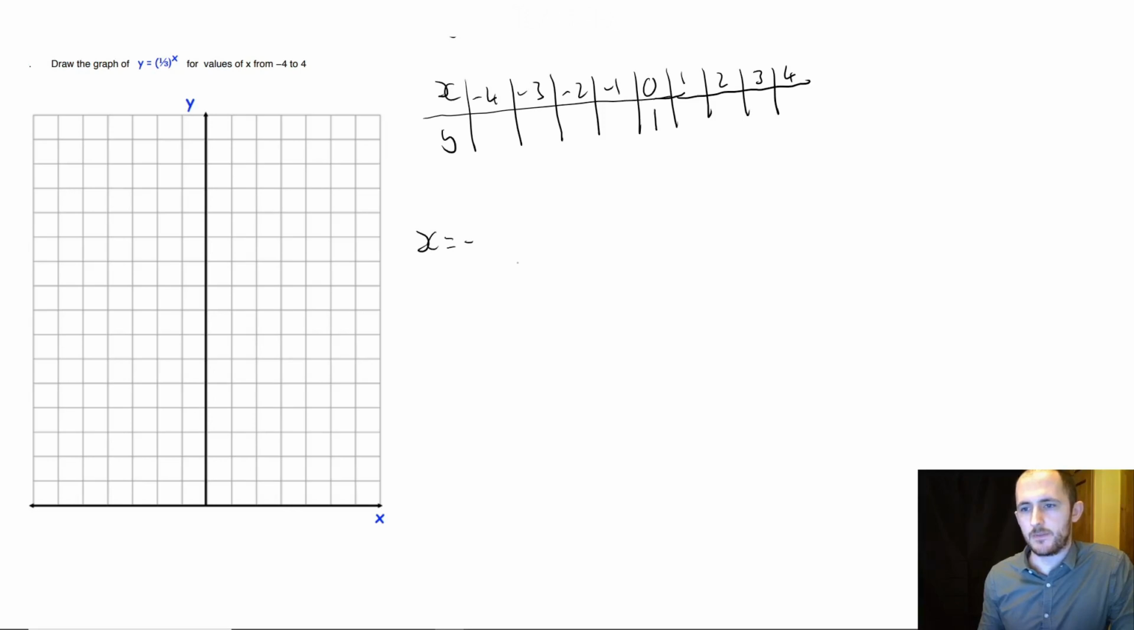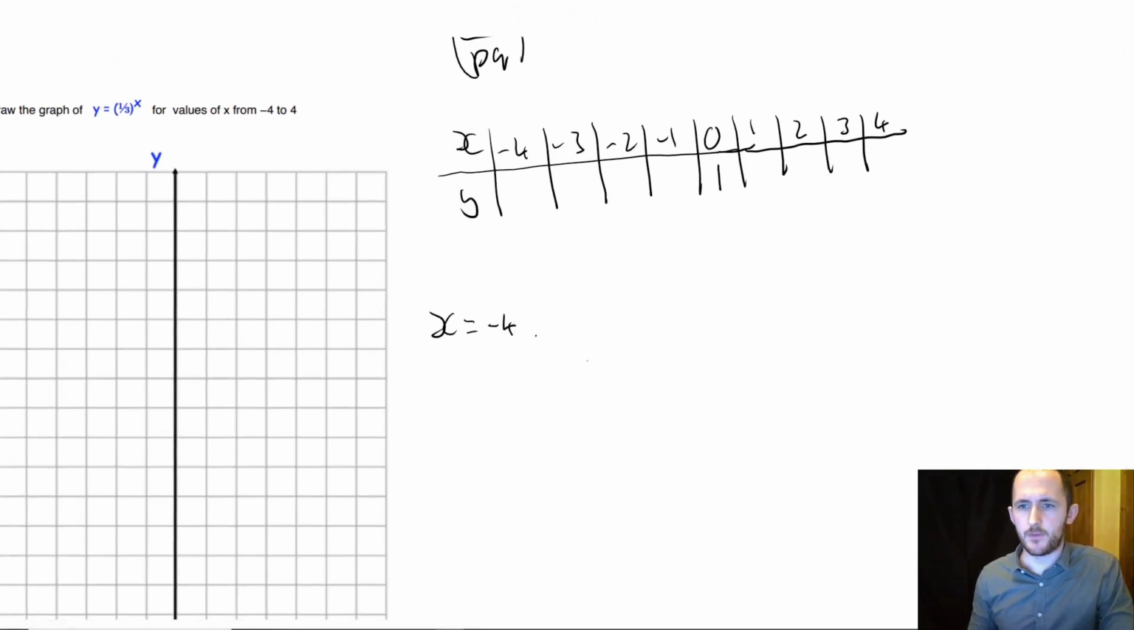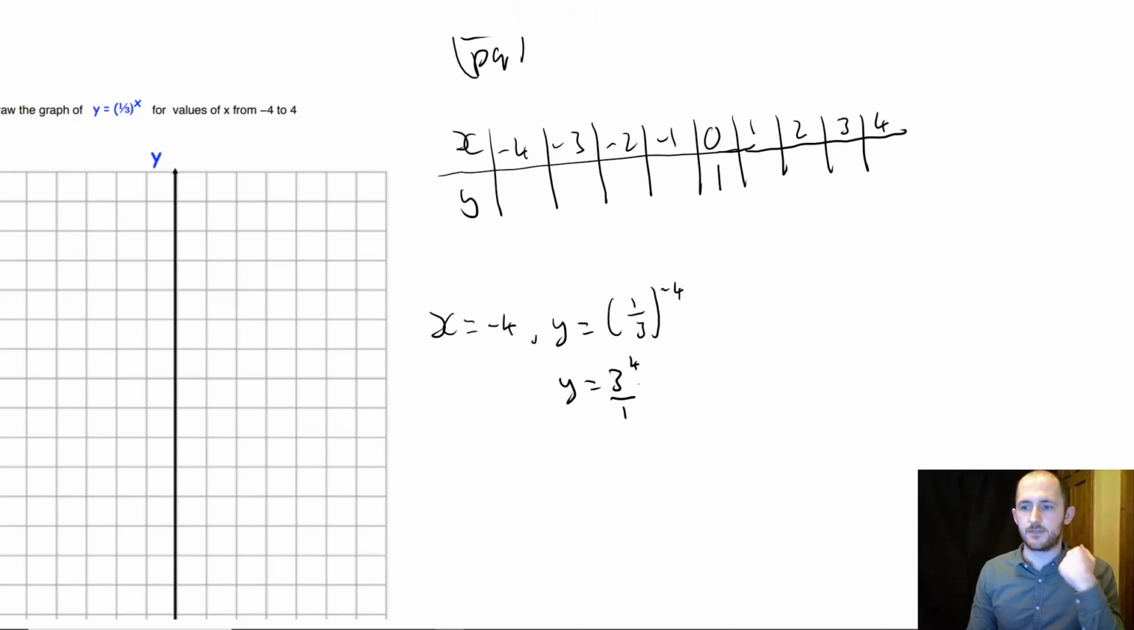So when x equals minus 4, can you guys still see that? I'm going to zoom in slightly. When x equals minus 4, we have y is equal to 1/3 to the minus 4. So if we think of our rules of indices, when you have a negative, you flip the inside. So this is the same as saying y is equal to 3 to the power of 4. Technically 3 over 1 to the power of 4, but you don't need to write them over 1. Now 3 to the power of 4, well 3 cubed is 27, so 27 times 3 is 81.